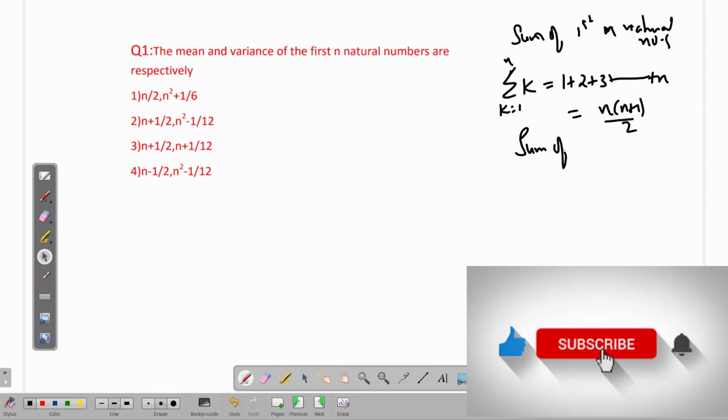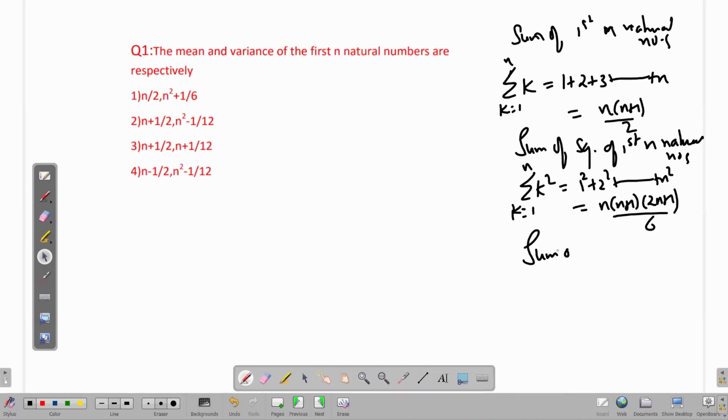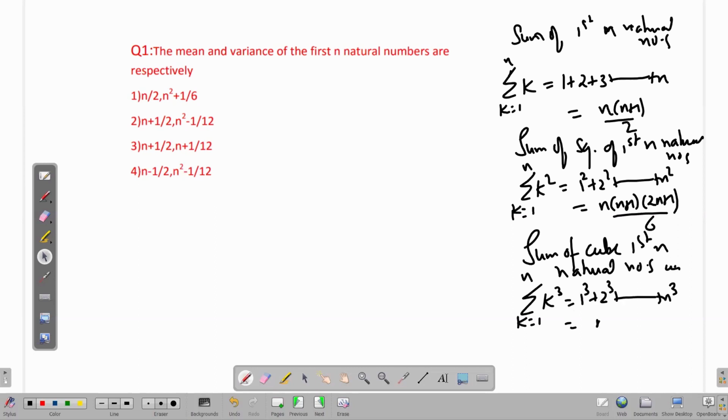Similarly, the sum of squares of first n natural numbers is sigma k square, k from 1 to n, that is 1 square plus 2 square plus up to n square, and is equal to n into n plus 1 into 2n plus 1 upon 6. And the sum of cubes of first n natural numbers is sigma k cube, k from 1 to n, 1 cube plus 2 cube plus up to n cube, and is equal to n into n plus 1 upon 2 whole square.